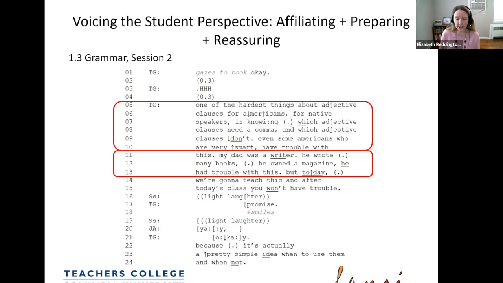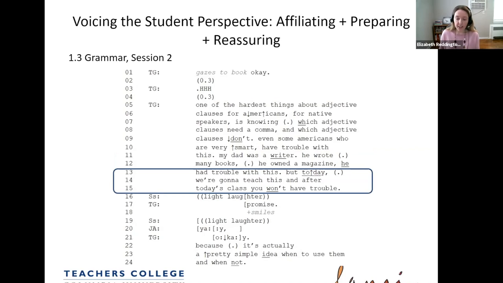Note, however, that here the teacher does not allow one of the hardest things to stand as a final assessment of the topic. Having voiced the potential student perspective and having made it public in this way, the teacher has created a slot to respond to that perspective. So in lines 13 to 15, he proceeds to offer reassurance, predicting that after the class, students won't have trouble with the topic. And this prediction of success even gets upgraded to a promise in line 17.